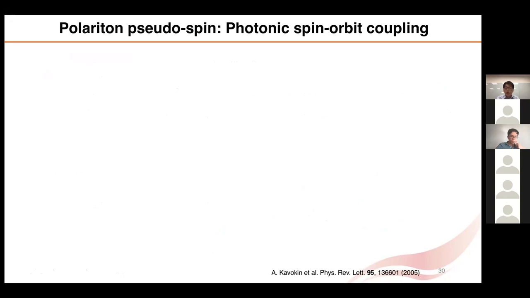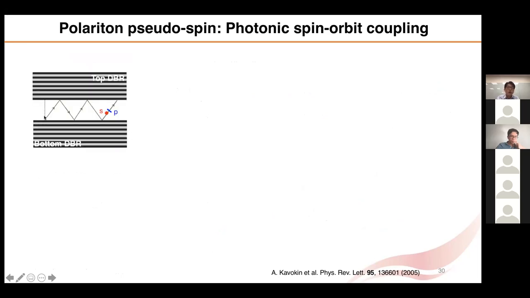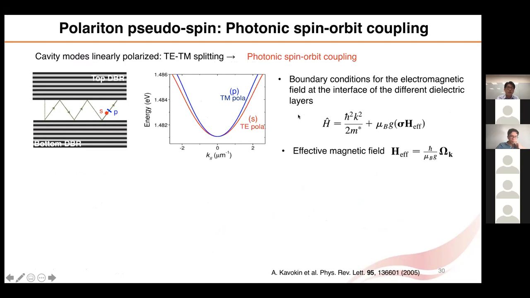Before I go into the details of how we use this 1D SSH model to have some phase tunability, I would like to introduce a little bit more about the photonic spin orbital coupling inside the polariton system. As we know, when light propagates inside this planar microcavity, due to the boundary conditions for differently polarized light at the interface of those dielectric layers, they will result in a splitting at high k state, where at the ground state, they are degenerate in energy.